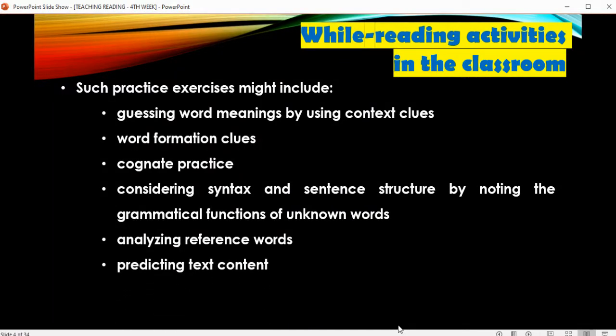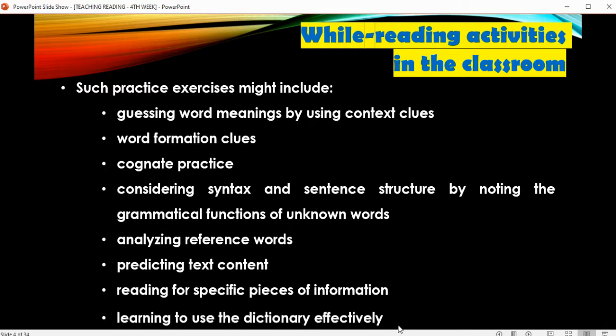The other one could be predicting text content. So here our students are going to predict what's the next part of the story, maybe, or the next episode of a story. So they are going to predict what would be the next part. So here, predicting the text content. Then we have here to read for specific pieces of information, some parts of the text. So they are going to read just the parts of the text, not the pieces of information.